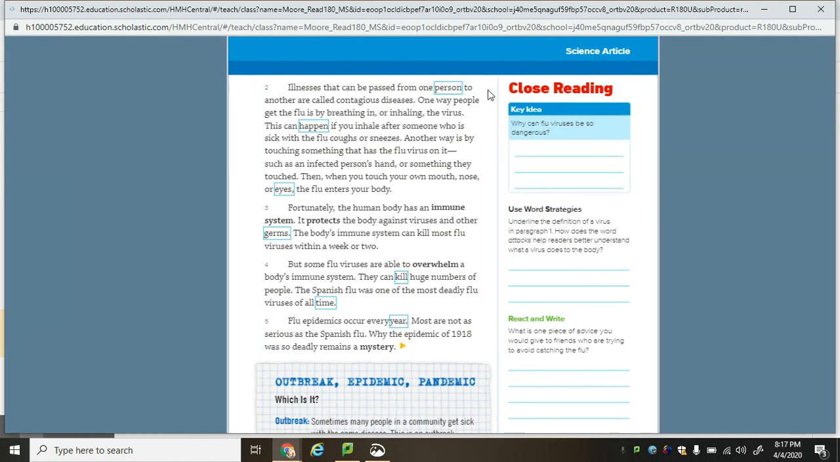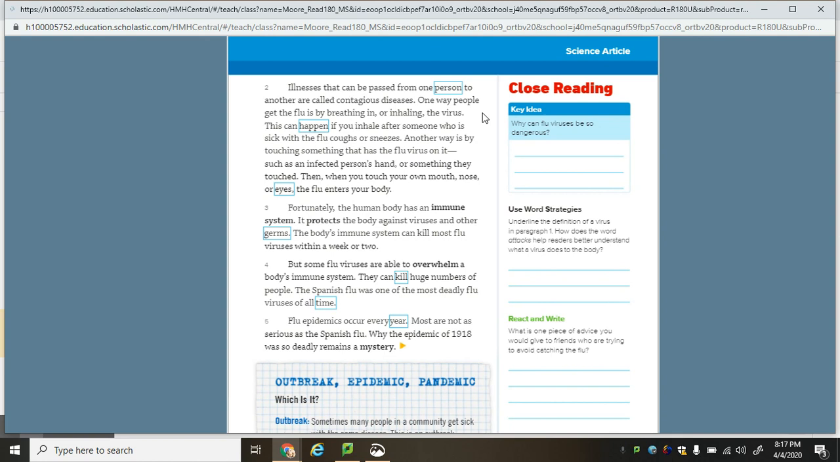Illnesses that can be passed from one person to another are called contagious diseases. One way people get the flu is by breathing in or inhaling the virus. This can happen if you inhale after someone who is sick with the flu coughs or sneezes. Another way is by touching something that the flu virus is on, such as an infected person's hand or something that they touched. Then when you touch your own mouth, nose, or eyes, the flu enters your body.